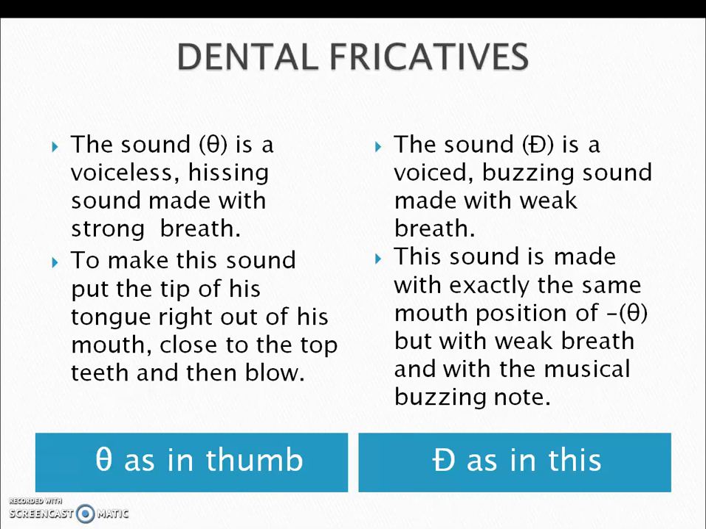The sound th, as in this, is a voiced, buzzing sound made with a weak breath. This sound is made with exactly the same mouth position as th, but with a weak breath and a musical buzzing sound. Note this.